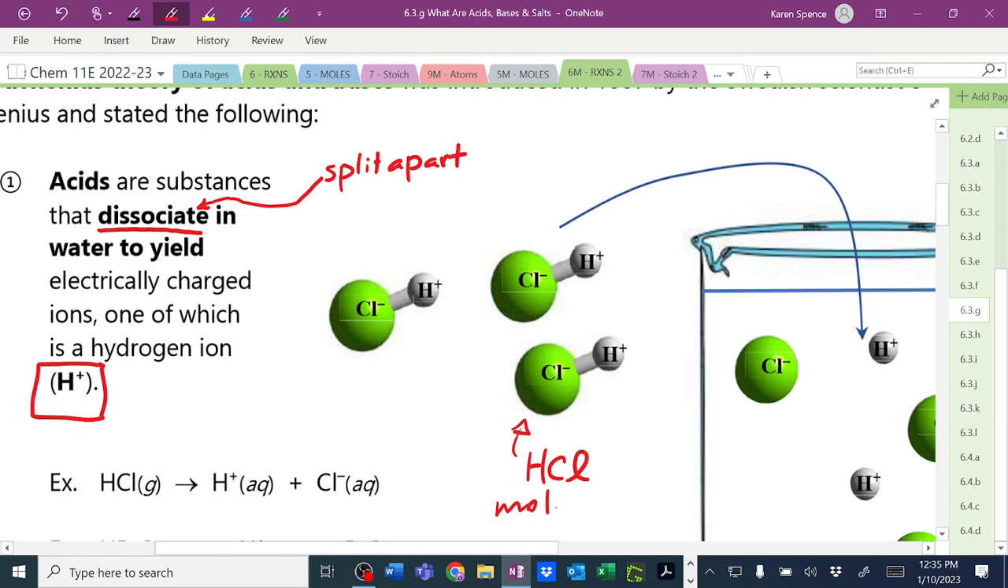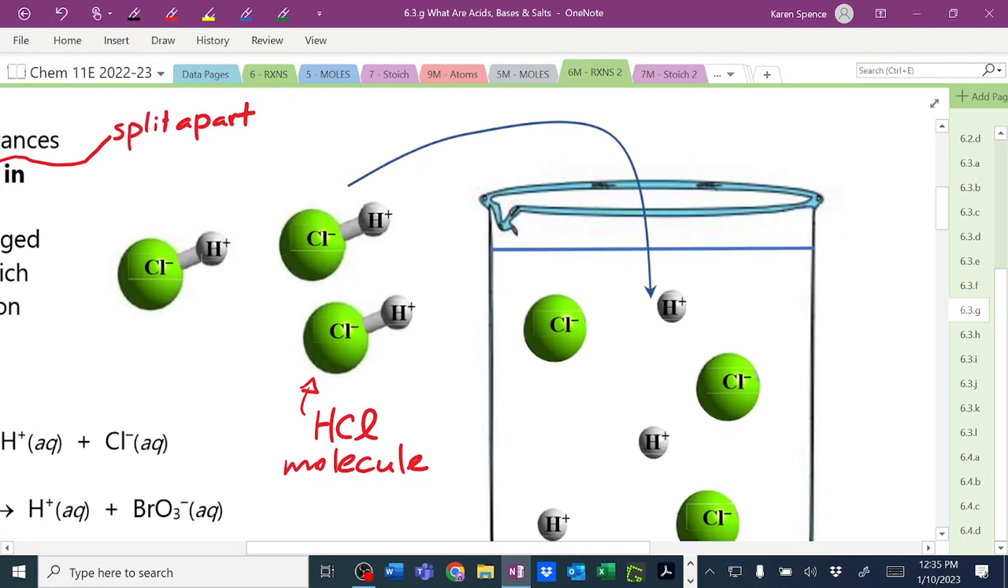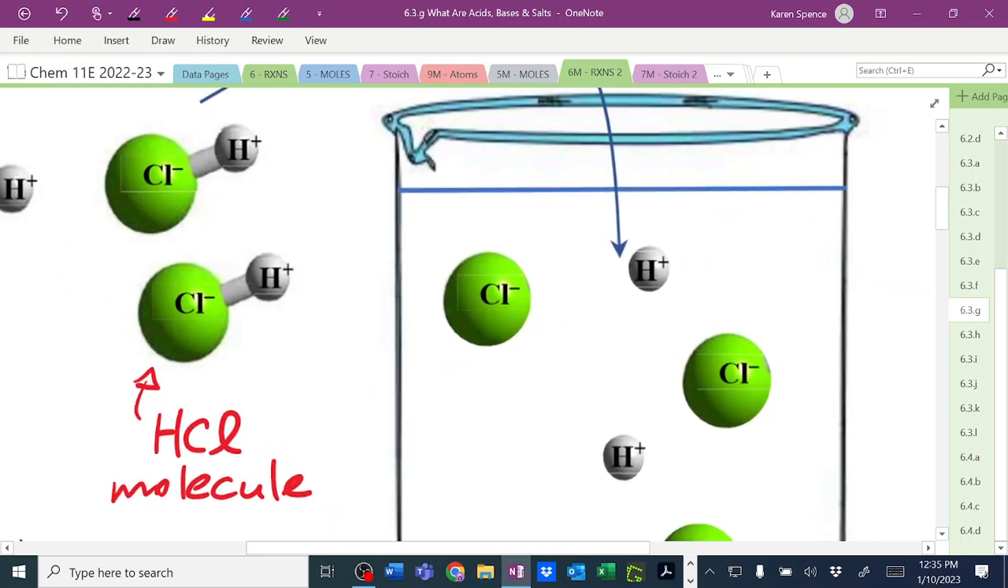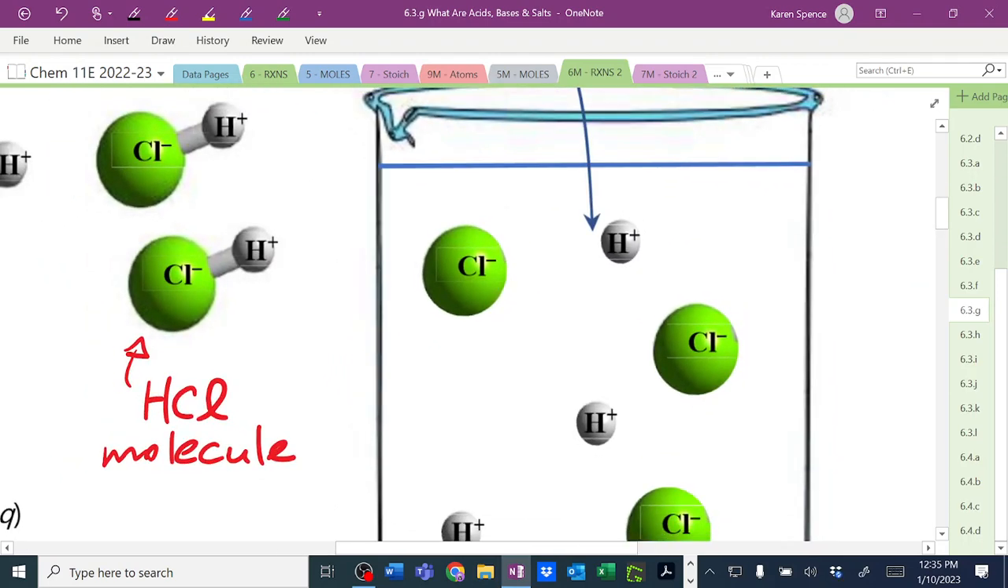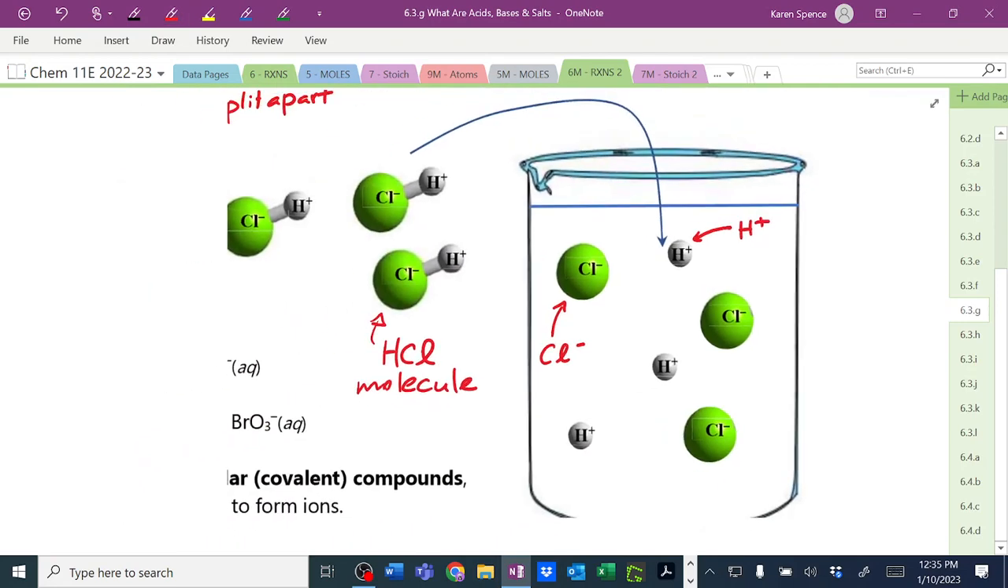Okay, this is an HCl molecule. When you dump it into the water, what does it turn into? You end up with H plus, separate from Cl minus. Okay, so just like ionic compounds, acids dissociate in water.